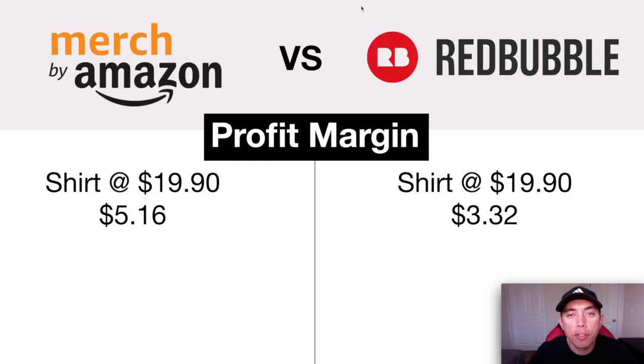So the next thing is profit margin. I went into merch by Amazon and put in a t-shirt at $19.90, and my profit for that shirt would be $5.16. And I did the same thing for RedBubble. At 20%, $19.90, your profit is $3.32. So you actually make more for the same price t-shirt on merch by Amazon. The difference may be how many people will buy a $19.90 shirt on merch by Amazon versus RedBubble. I don't have those stats, but $19.90 for a t-shirt is fairly reasonable. It's under 20 bucks still, so I think they would work on both.